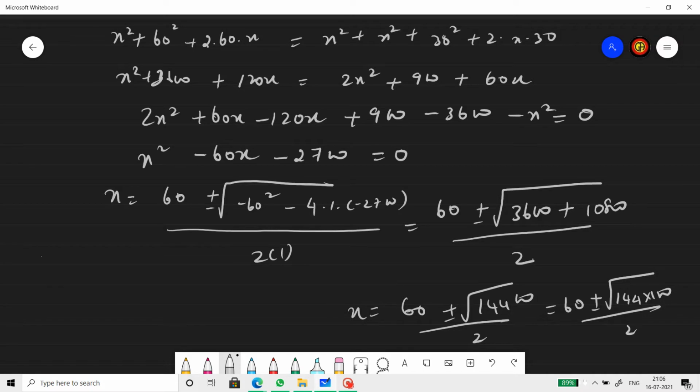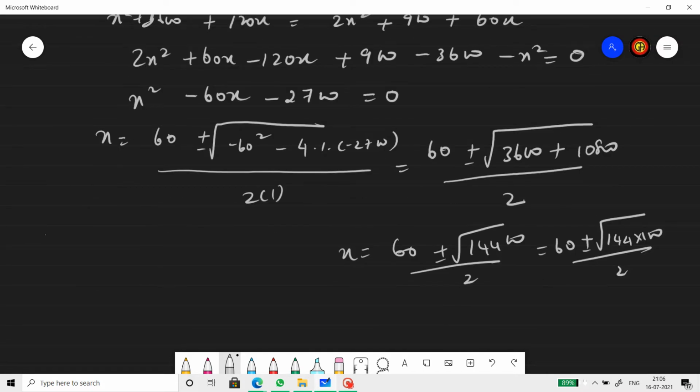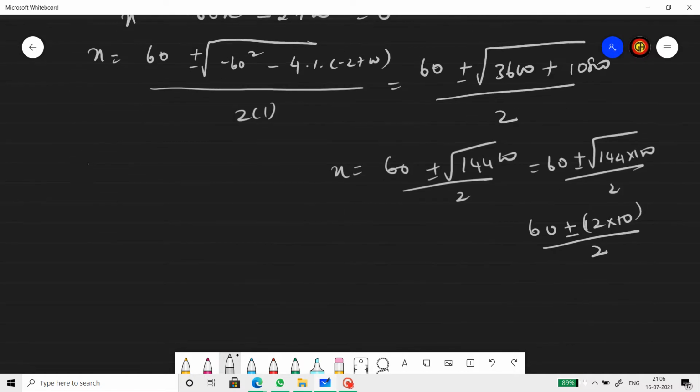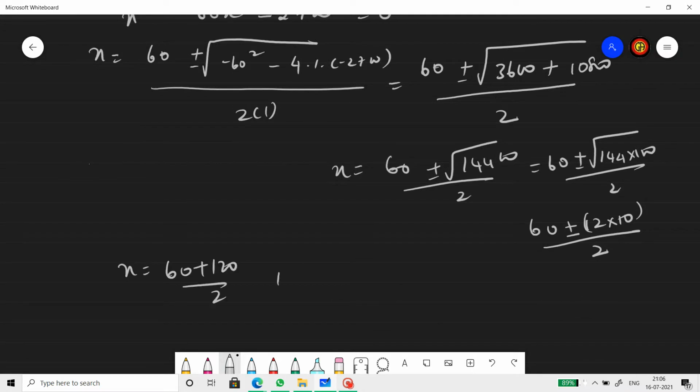And 144 is 12 square, 100 is 10 square. So 60 plus or minus 12 into 10 by 2. So we get x is equals 60 plus 120 by 2, comma 60 minus 120 by 2. One will give us 180 by 2. Another will give us minus 60 by 2.